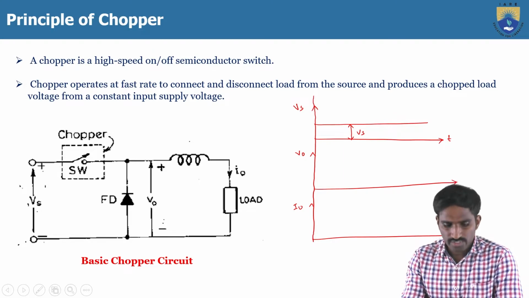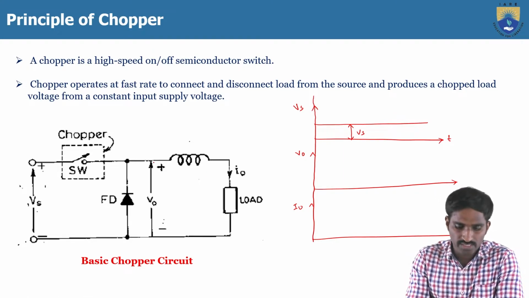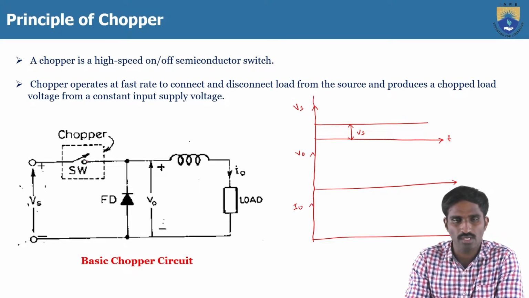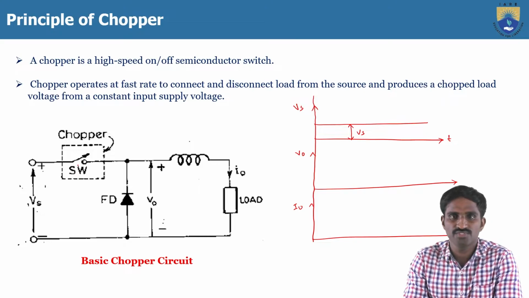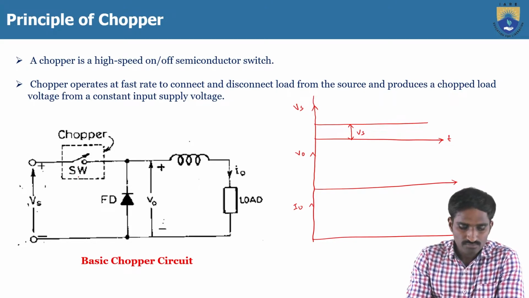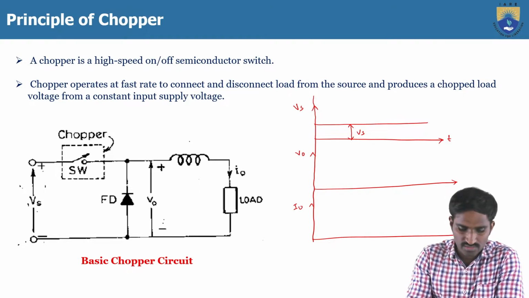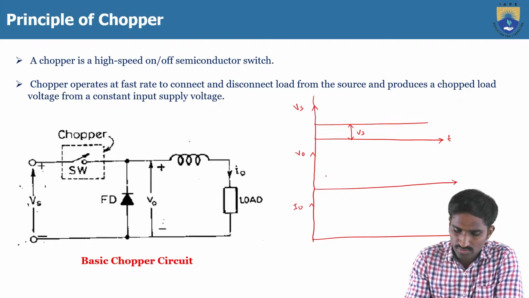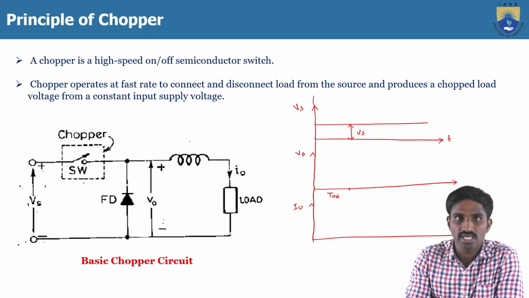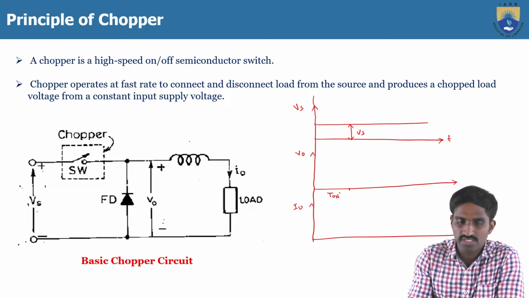If you want to get the chopper operation, we have to perform the switch on and off. Initially, let me consider the switch is in the off position. By giving the triggering pulse, or the gate signal, I turn on the switch. I have turned it on up to this point. Let me consider this is T on, the duration of time the switch is in the conduction mode.